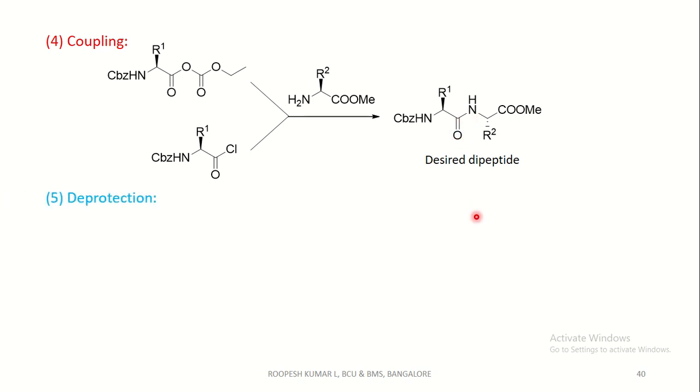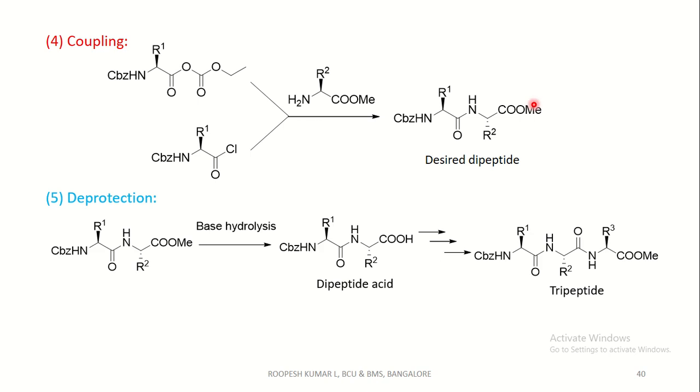Coming to the deprotection, the obtained dipeptide on base hydrolysis gives a dipeptide acid, that is the methyl ester has been converted to a carboxylic acid. And now you can follow the steps as before. You can start activating the carboxylic acid using a mixed anhydride method or an acid chloride method, and you can add the third amino acid ester.